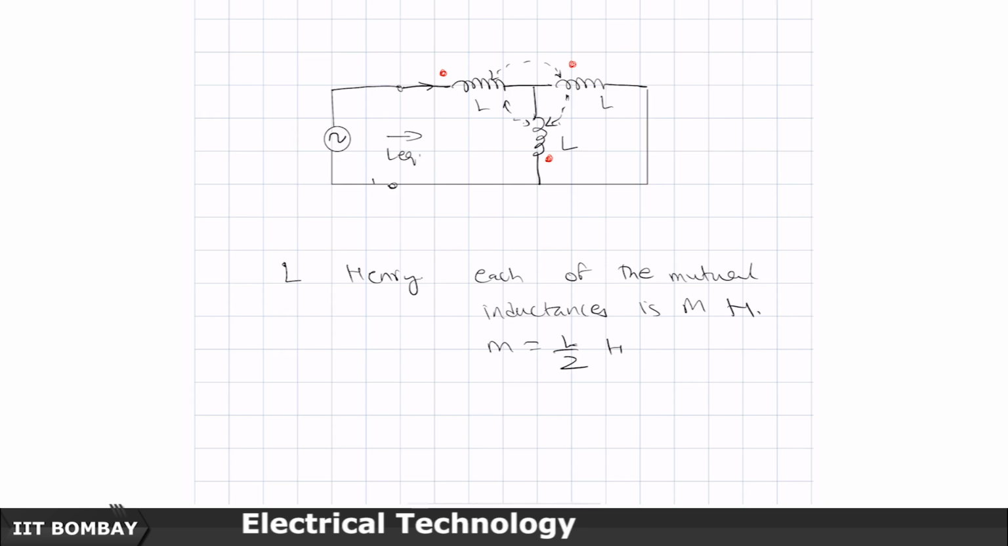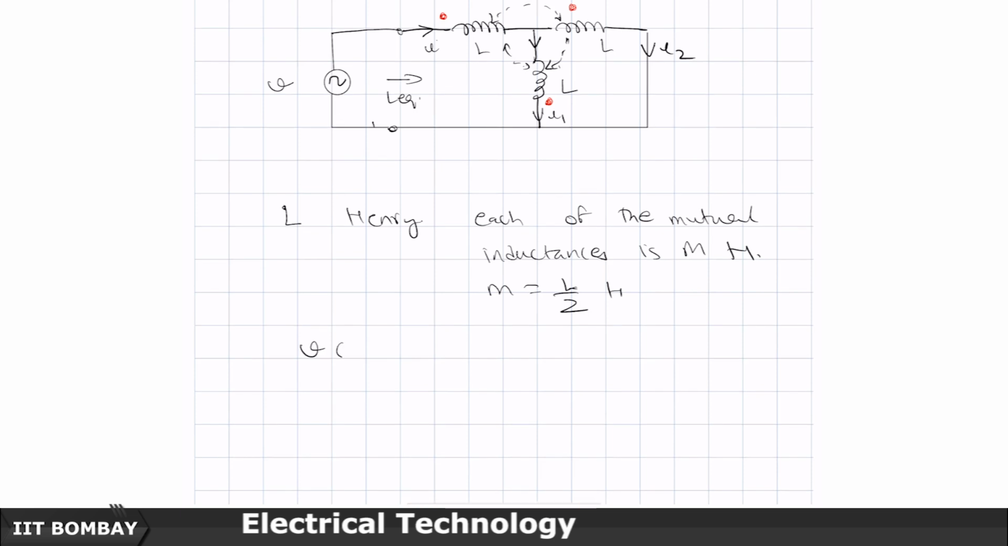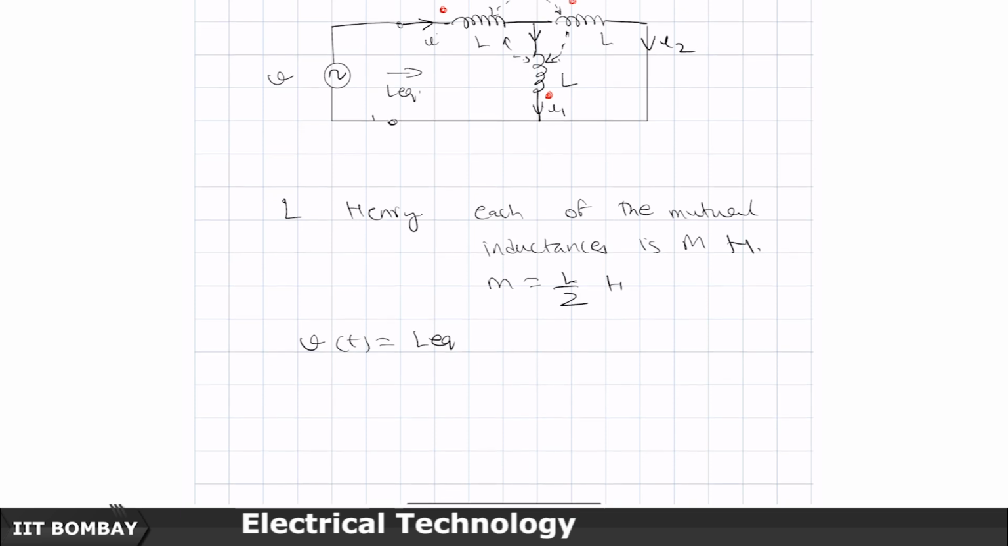So, let us say that the current entering this terminal is I, and it splits into 2 components, I1 and I2 like this. I will mark the I1 component somewhere down below, it is easier like that. We are defining V of t to be equal to L equivalent di by dt. Question is, what is the L equivalent?